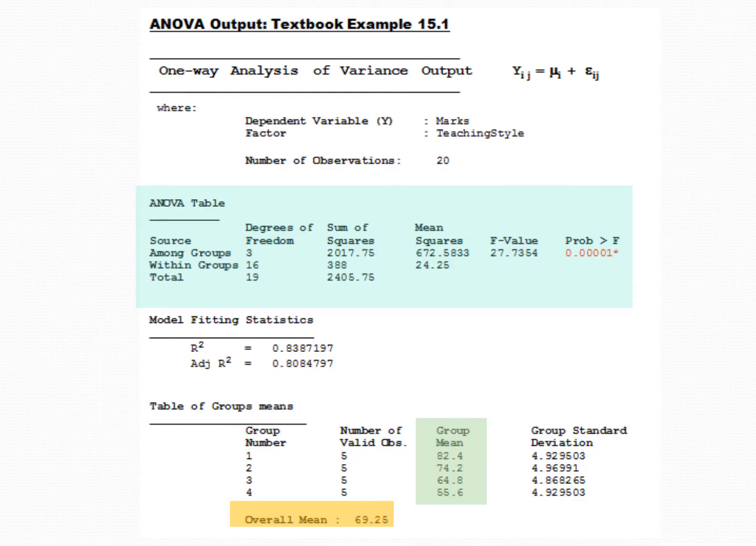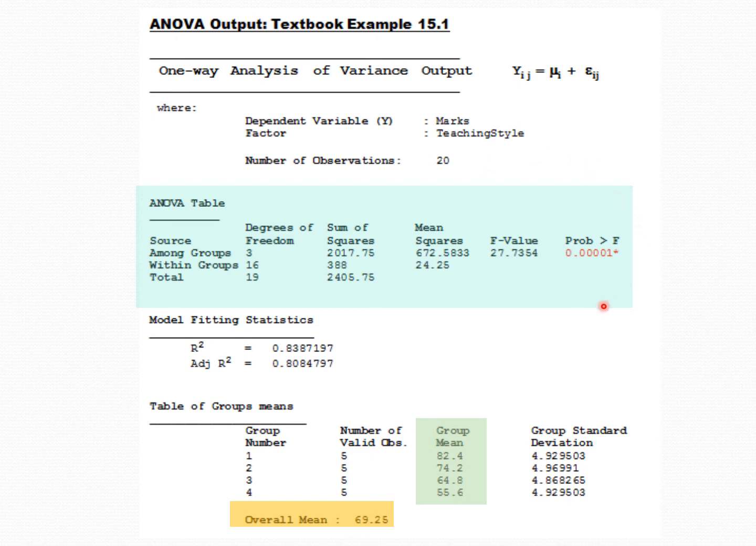In the last section of part 1, we just need to look at the computer output for ANOVA. So first of all, you have your dependent variable. That's what you observed, and it was the marks for the students, and your factor or your treatment was then the teaching style, and we had 20 observations in total.